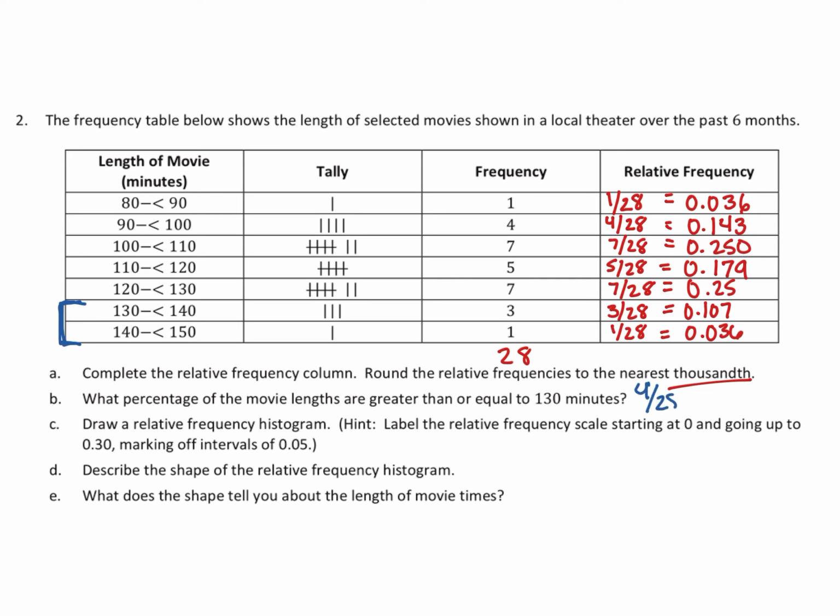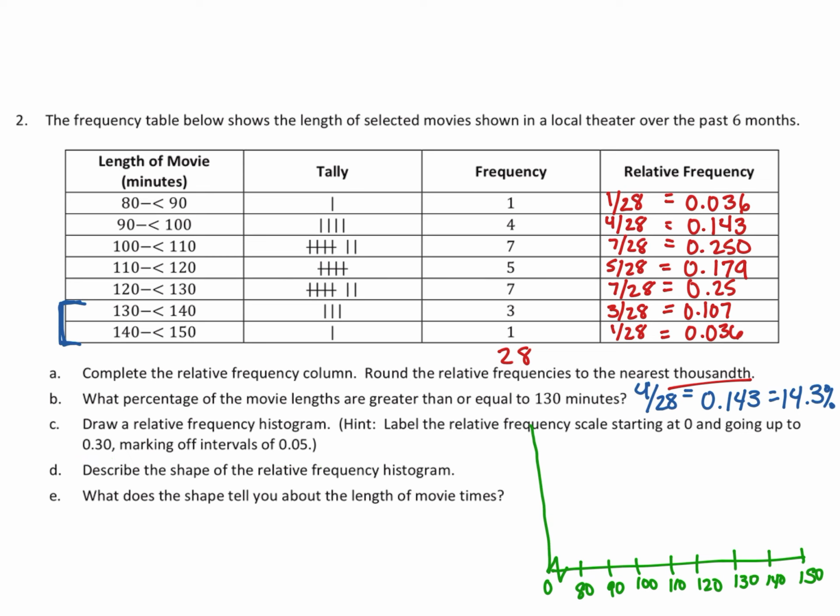For our relative frequency, we want our x-axis to have the intervals. Remember, we're going to start from 0, and then we're going to jump all the way to 80. So we need that little squiggly thing that says we skipped a chunk. Then we need our y-axis to count by 0.05 all the way up until 0.3. Then we need to sketch our bars up to those frequencies.